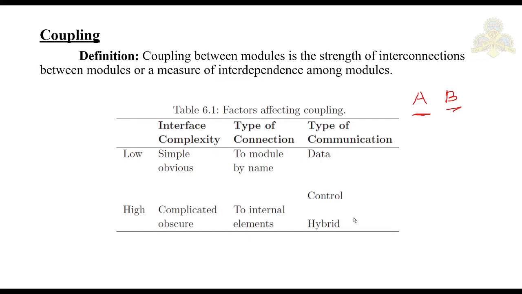Now we will discuss the factors affecting the coupling. There are three factors: interface complexity, type of connection, and type of communication. Okay, first we'll discuss the type of connection.